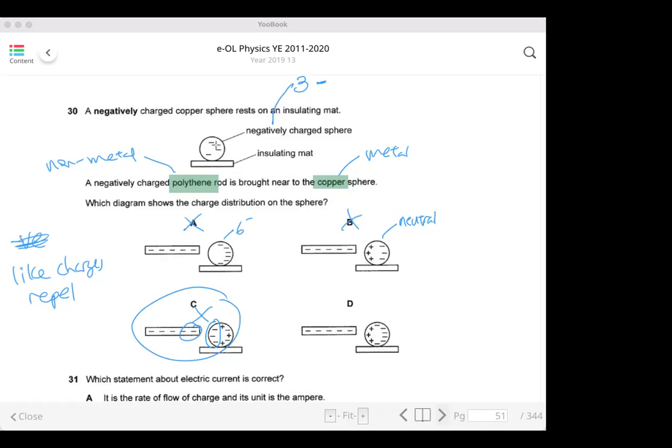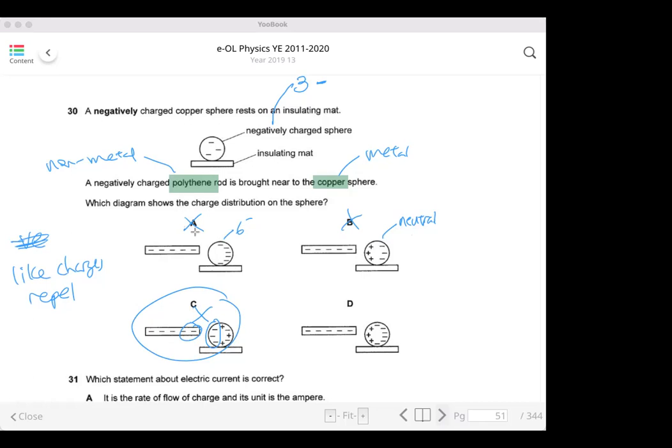Why is B wrong? B is wrong because your sphere now from negatively charged becomes neutral. So therefore B is wrong. So it's between A and D. A looks correct. D also looks correct. But which one is the more correct answer?